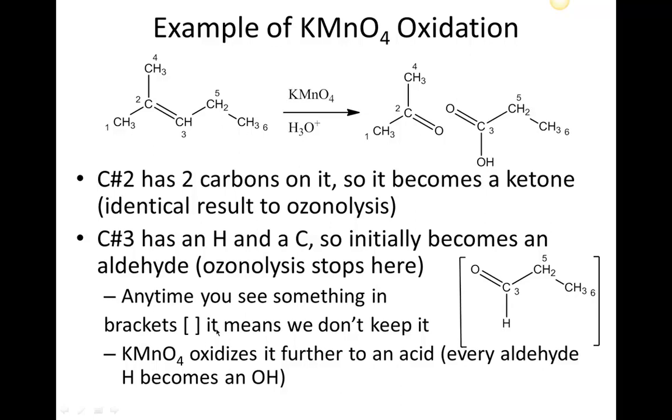And we use this bracket sometimes. You'll see it in other situations. We always mean that we don't get to keep that. And again, I've numbered the carbons here so you can keep track of who ends up where. So carbon 3, 5, and 6 end up in the carboxylic acid, and 1, 2, and 4 end up in the ketone.